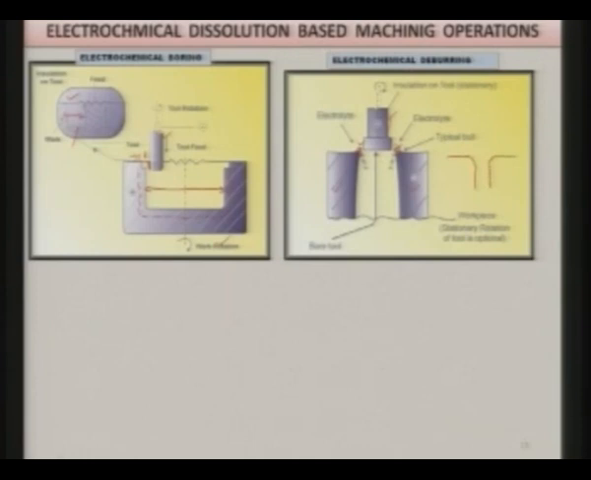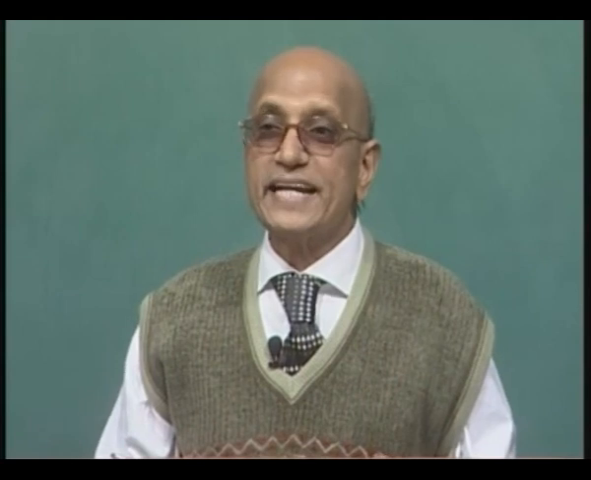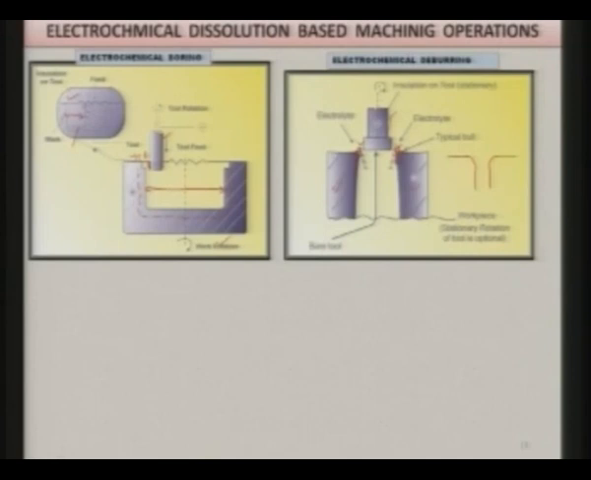This burr is to be removed and you want the component of this type. Since the corners are sharp, the current density will be maximum, and because of that these corners will be dissolved first compared to others, and the rest of the part is insulated. So, there is no danger of dissolution of the rest of the parts.